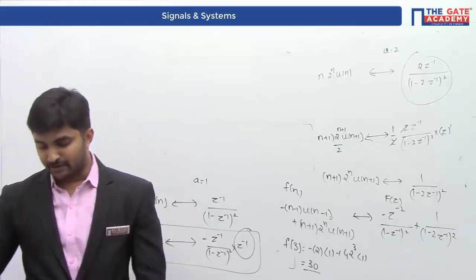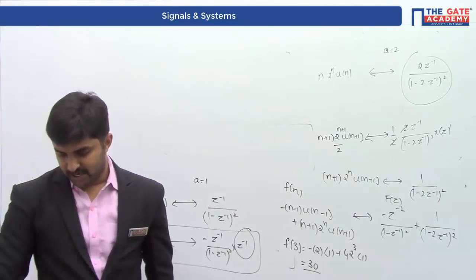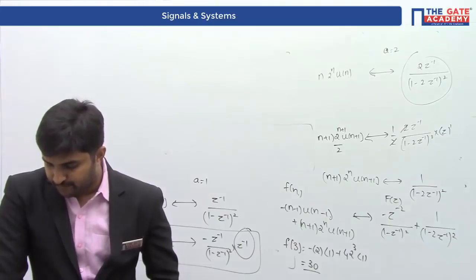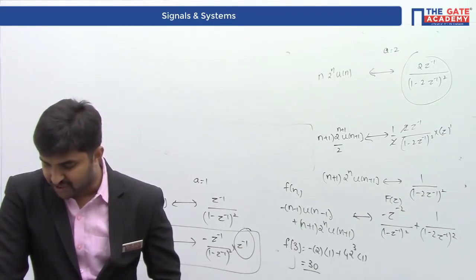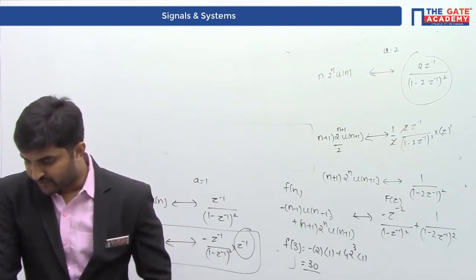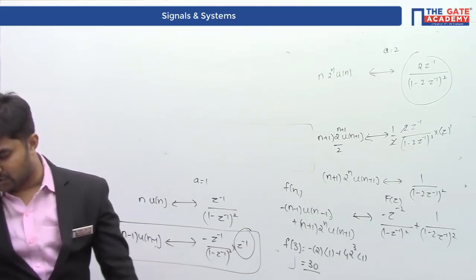Now coming to the last part of the question: if h of z is the z transform of the system having the pole-zero configuration as shown in the figure. So we have the pole-zero configuration as shown in the figure.